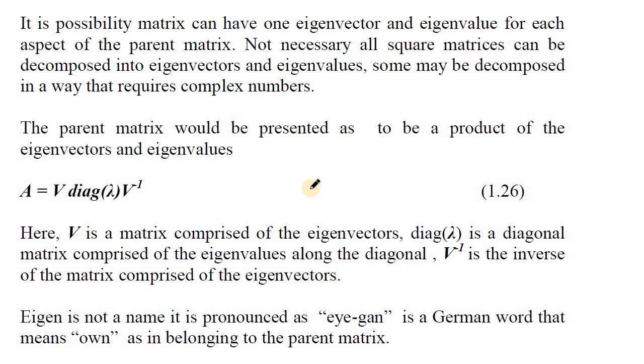Okay. Now it is possible that the matrix can have one eigenvector and one eigenvalue for each aspect of a parent matrix. It is not necessary that if it is a square matrix, its decomposition will exist. Some decompositions also go into complex numbers. So you have to be careful when you are using Eigen decomposition. You have to first check whether the decomposition is possible or not.